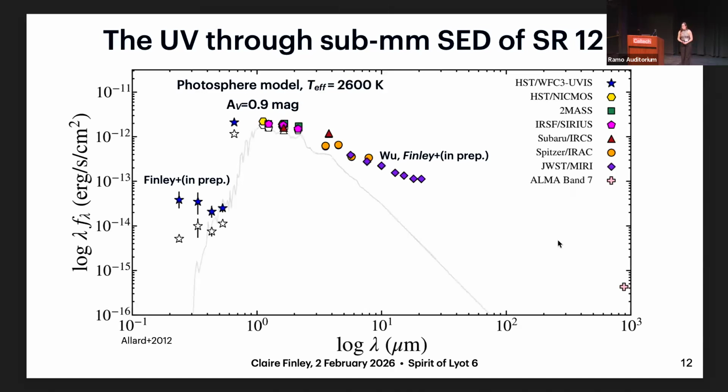So to begin to model the emission from the system, we anchor a photosphere model to the J-band photometry, where this young object is expected to emit its peak thermal emission. This model had an effective temperature of about 2600 Kelvin and a surface gravity of 3.5. And with this added in, it becomes really clear how both the UV and the mid-infrared are in excess of the photosphere and can't be described by the photosphere alone.